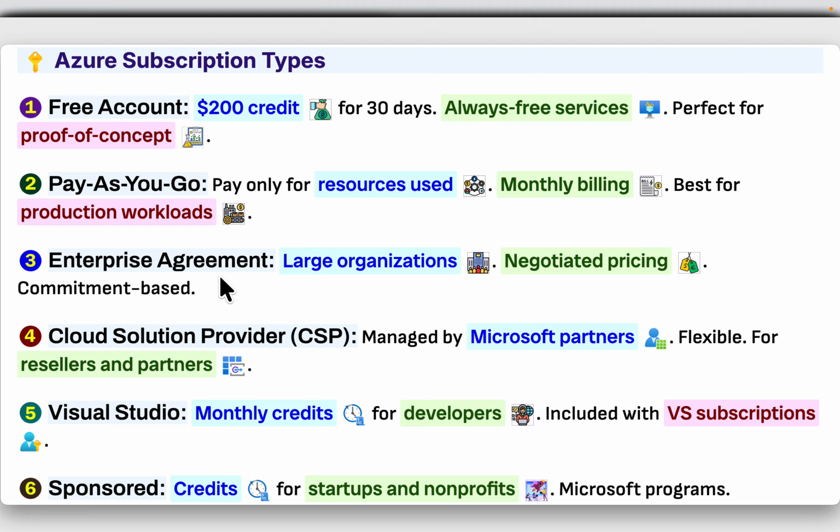Then we have the enterprise agreement also. This is for large organizations. You can have negotiated pricing as well, and this is commitment based. Fourth is cloud solution provider, CSP. This is managed by Microsoft partners. This is flexible for resellers and partners. Fifth type is Visual Studio. It has monthly credits for developers, and this is included with Visual Studio subscriptions. And the sixth one is sponsored, and you get credits for startups and non-profits, and these are Microsoft programs.